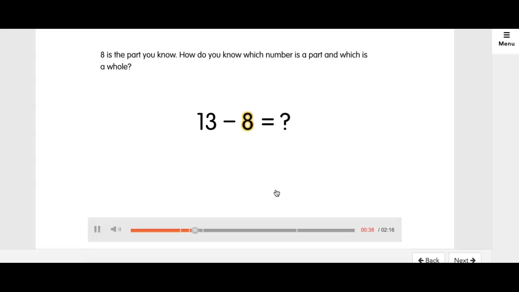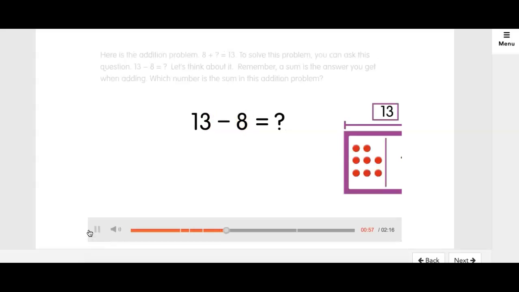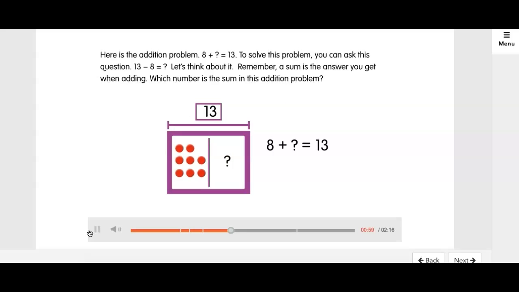8 is the part you know. How do you know which number is a part and which number is the whole? 13 is greater than 8, so 13 must be the whole and 8 must be one of the parts. You will use addition to help you subtract. Here is the addition problem. 8 plus blank equals 13. To solve this problem, you can ask this question.